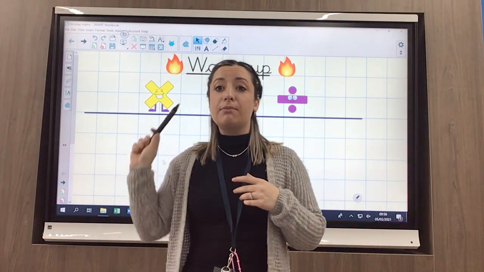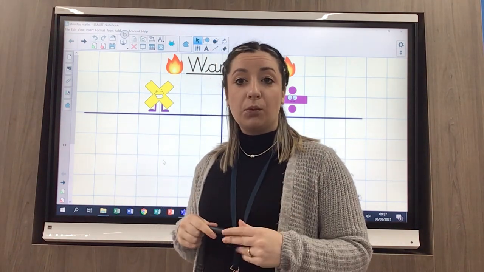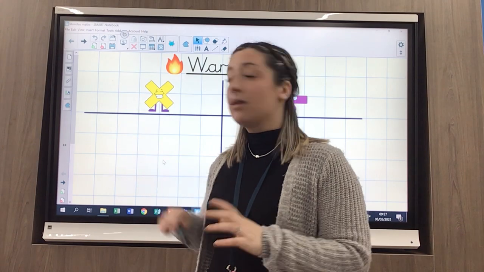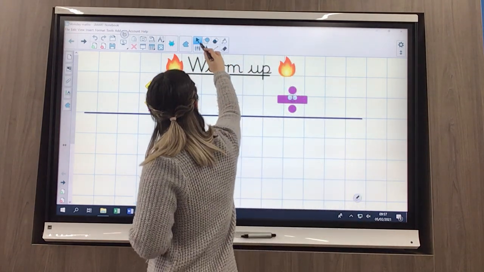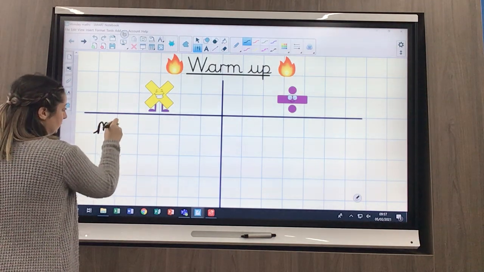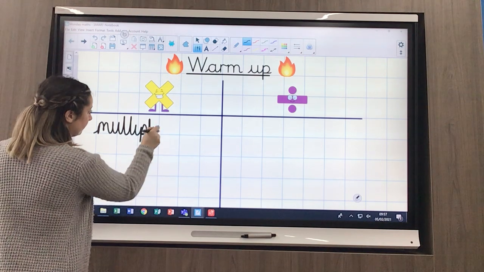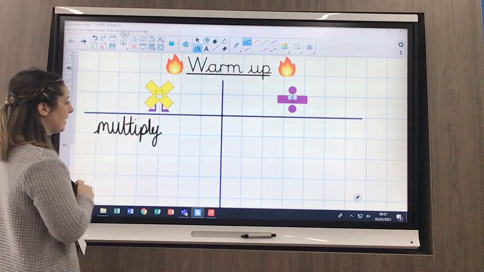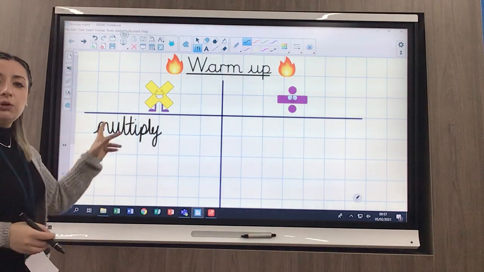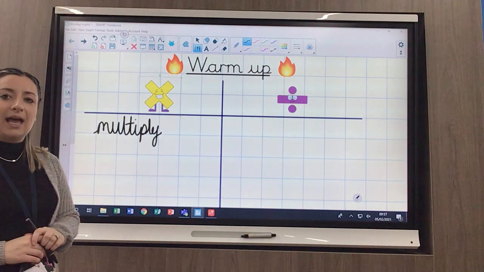So let's start with multiply. Now let's write down multiply because we know that that is a word that is associated with multiplying. Okay, so I'll get my pen and we can put down multiply. Okay, so can you think of any other words which mean the same as multiply?